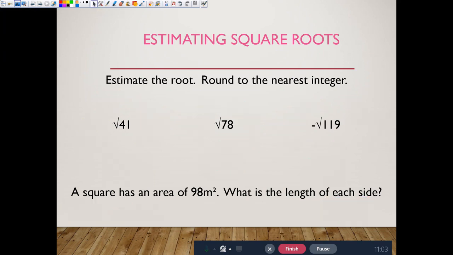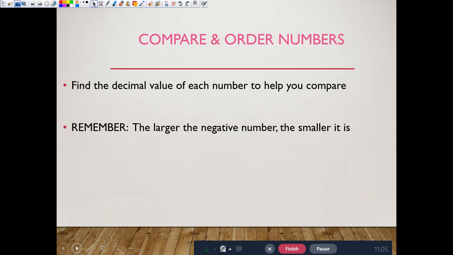Okay, so comparing and ordering numbers. You would first want to find the decimal value of each number to help you compare. You want them all as decimals because it's easier to compare decimals. Then remember that the larger the negative, the smaller it is. Okay, because we're thinking about a number line.